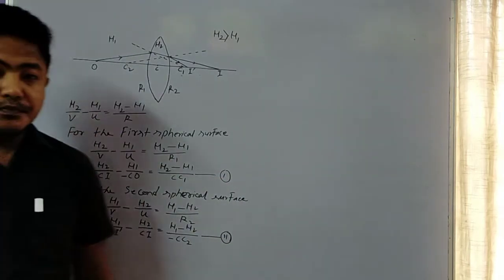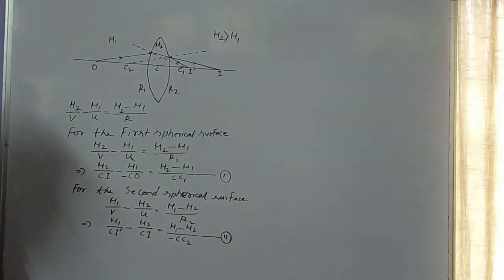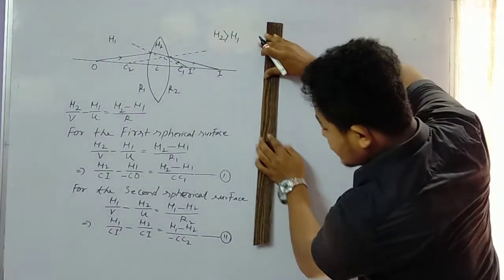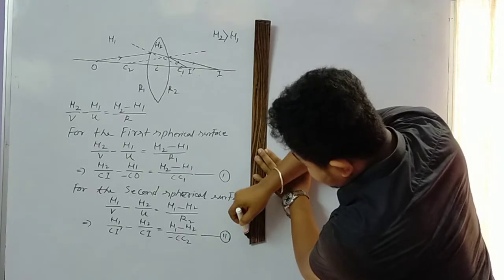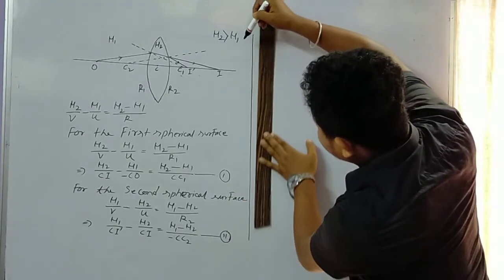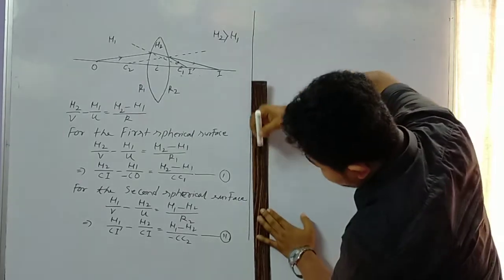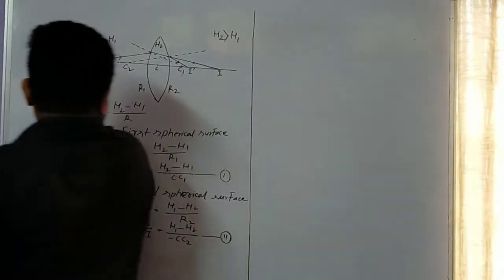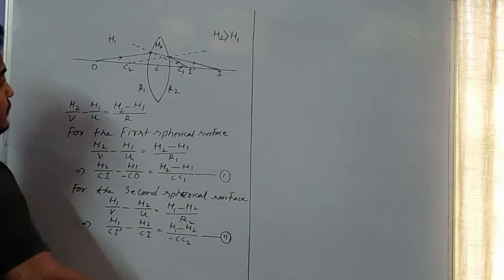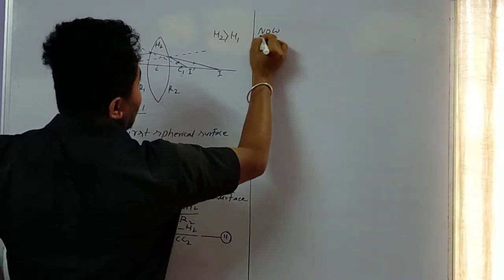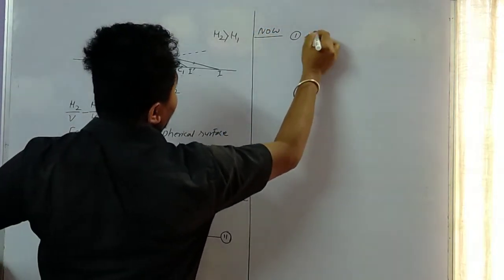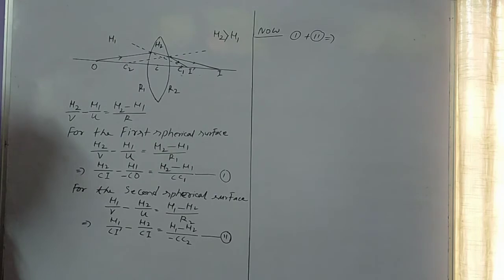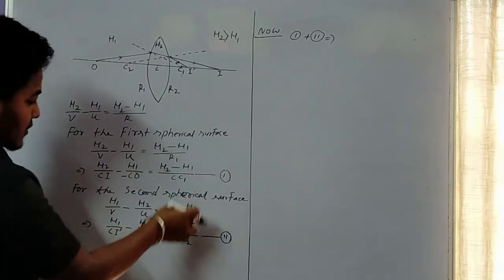I think you have got it. Okay, this is equation number 1, this is equation number 2. Now I am going to add them. If I add equation number 1 and equation number 2, just take a look seriously. This is a very important topic. Don't get confused over it. Just go through it, okay? Now, write adding 1 and 2.